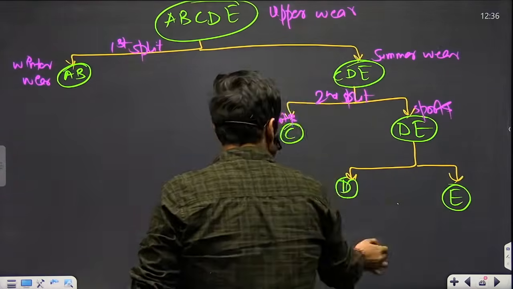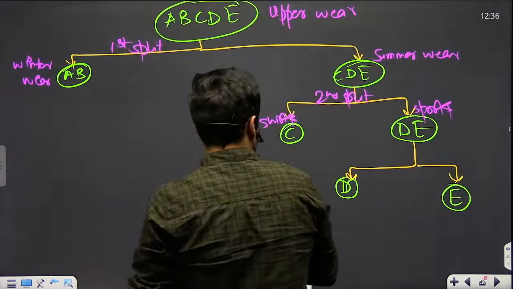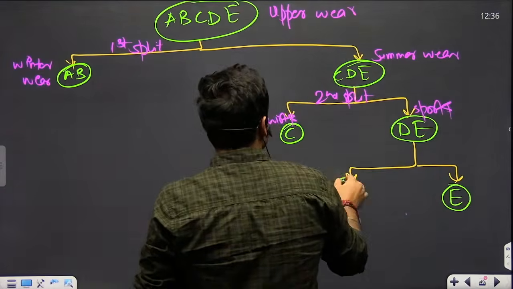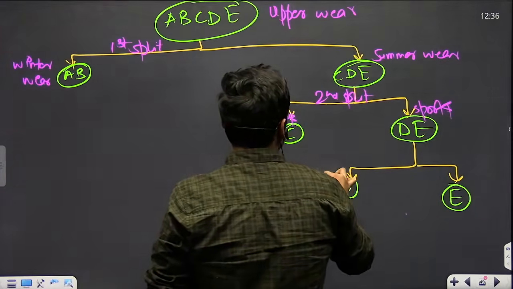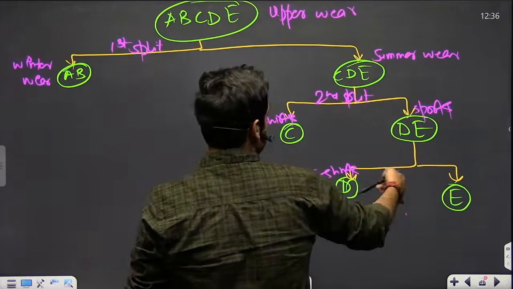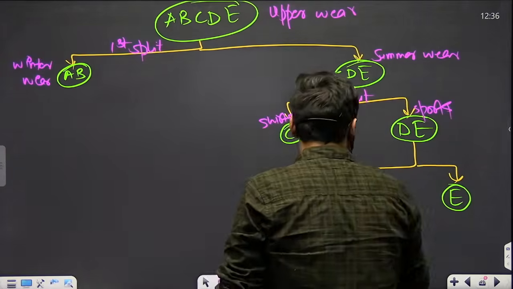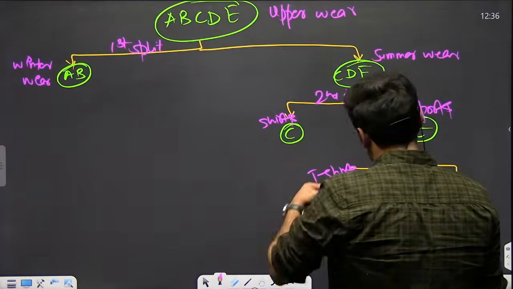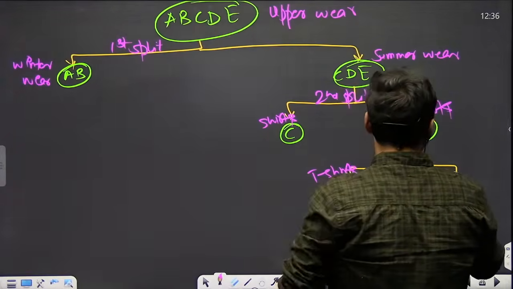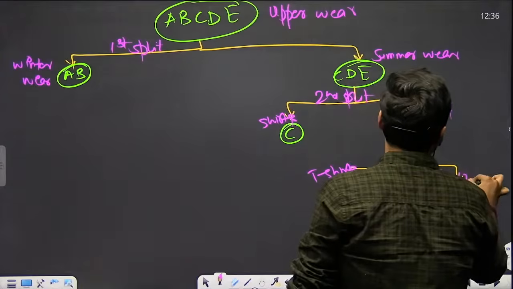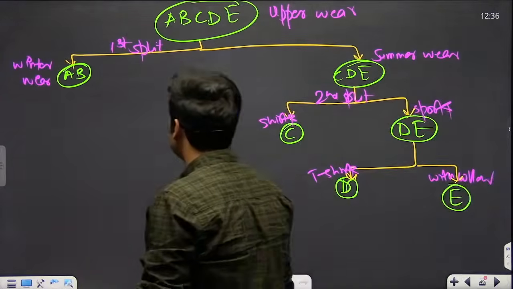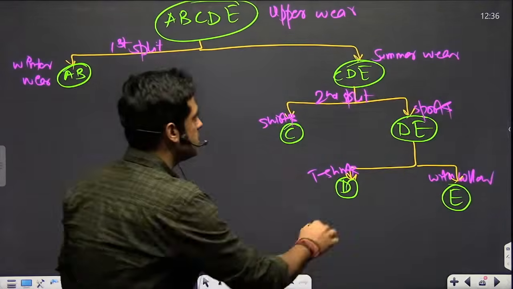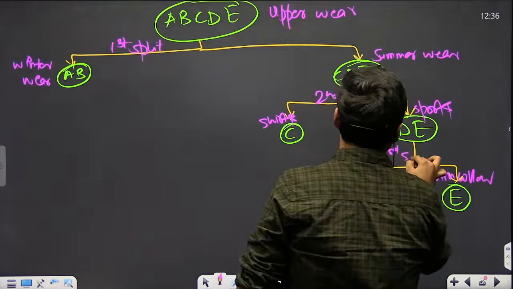Now in sports, for example, I have written here T-shirts, and E I can write as T-shirts with collar. Okay, so this I can write as T-shirts with collar. Now this is the third split.